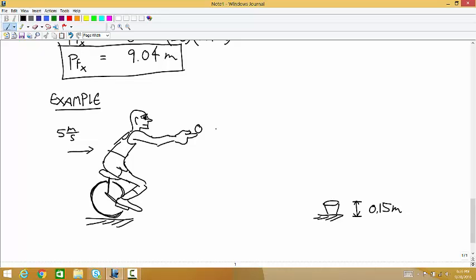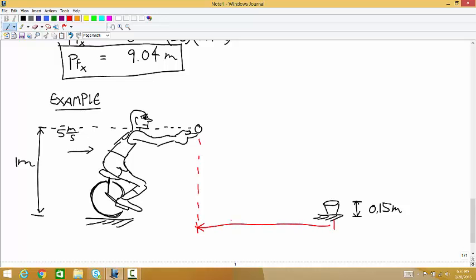And you're going to release the ball from a height of 1 meter above the ground. And you want to know how far away from the cup you need to release the ball so that it lands in the cup. Remember this game? Unicycle cup? So what's that distance?